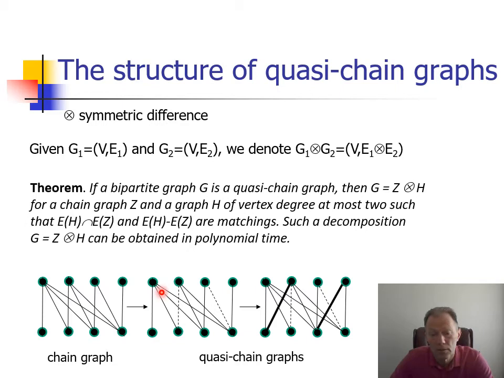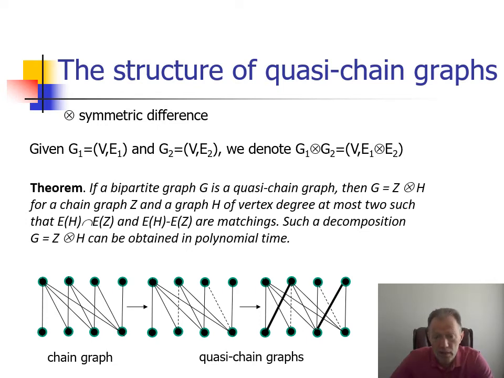Alternatively, we can obtain our quasi-chain graph from a chain graph by removing a matching, shown here by dotted edges, and inserting a matching, shown here by bold edges. I don't claim that every graph obtained in this way from a chain graph is a quasi-chain graph. What I claim is that any quasi-chain graph can be transformed from a chain graph in this way, and this transformation can be implemented in polynomial time.